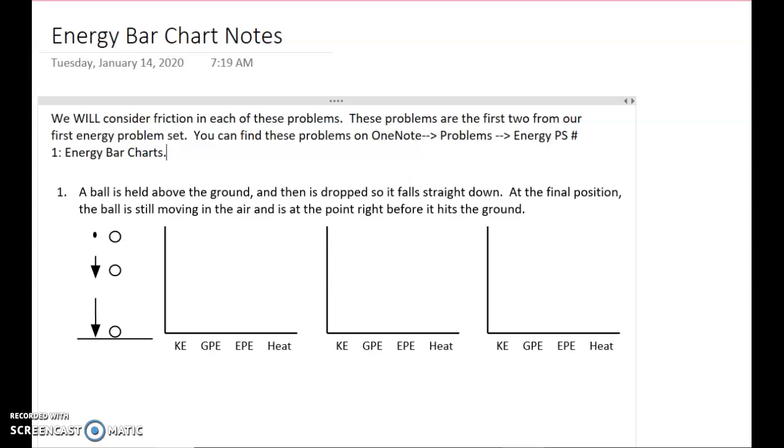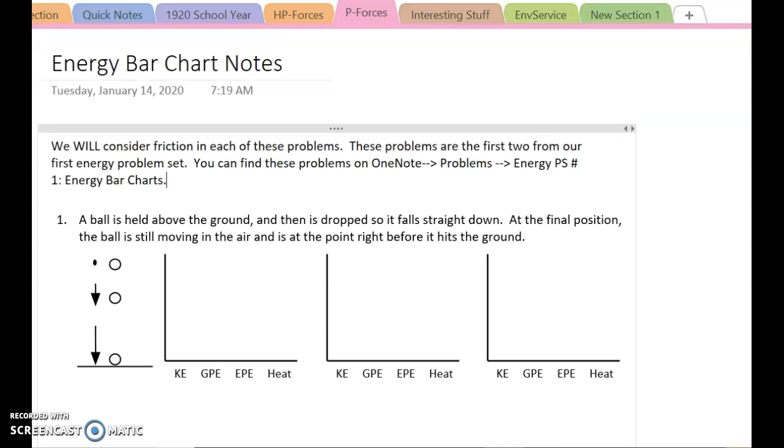The problem set has 8 problems total. So tomorrow you'll have a chance to work on the rest of the problem set. So we have in problem 1, a ball is held above the ground and is dropped so it falls straight down. At the final position, the ball is still moving in the air and is at the point right before it hits the ground. And you'll notice we have 3 points for the ball, and we have 3 bar charts. You'll also notice that there are arrows beside the ball, and those indicate something about the ball's velocity.